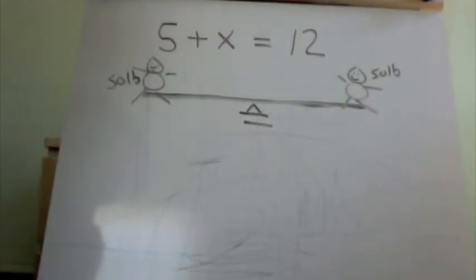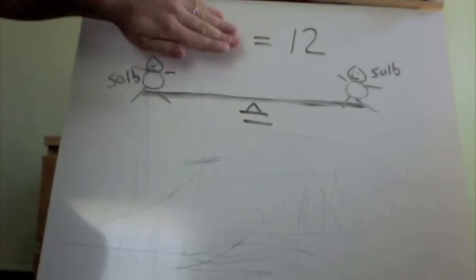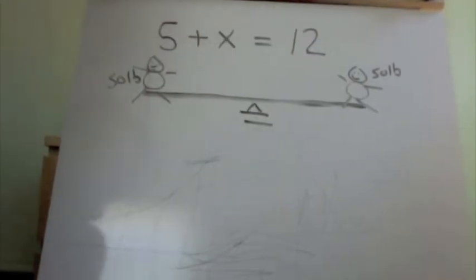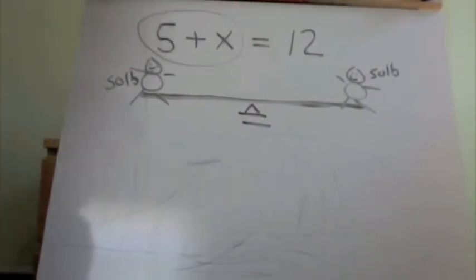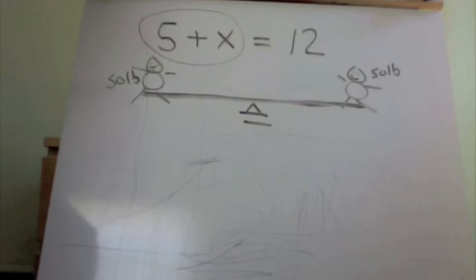Okay? And that's what an equation is like. It's something that's in balance. It means that this side equals this side. They're the same thing. This side of this equation, it is a 12. It's just not quite in that form.